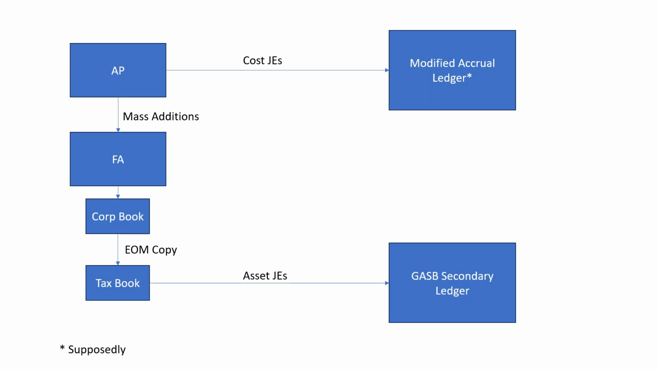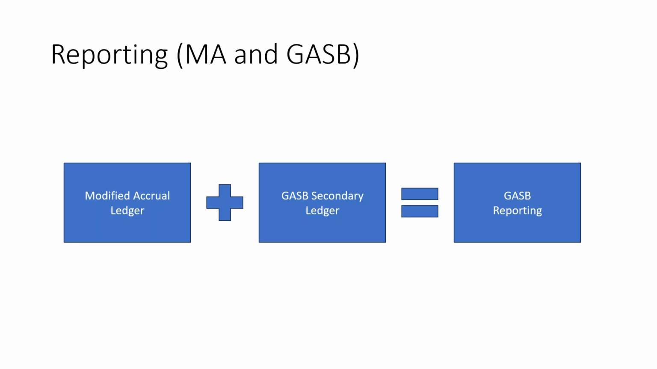Just to recap, we showed that we entered a transaction in accounts payable. That got pushed over to the primary ledger, which is the fund accounting or modified accrual ledger. Then we had it pushed down into fixed assets, right into the corporate book. We processed the corporate book. We pushed that down into the tax book, and the tax book sent over the transaction to the secondary ledger, creating the asset representations in the secondary level. Then I demonstrated two different ways that you could do the reporting.